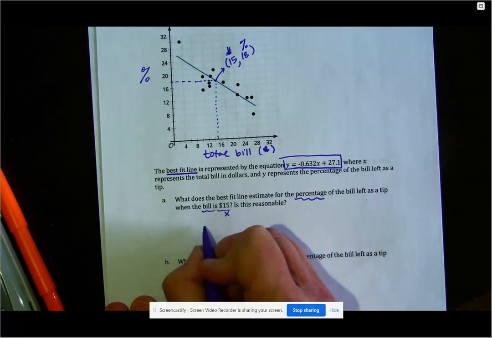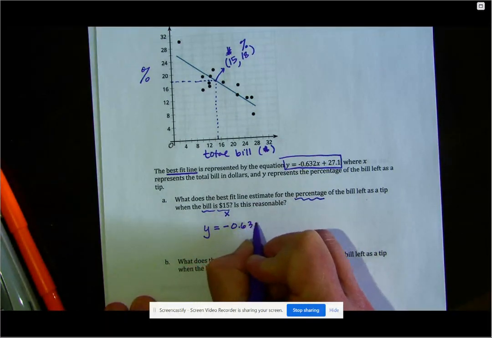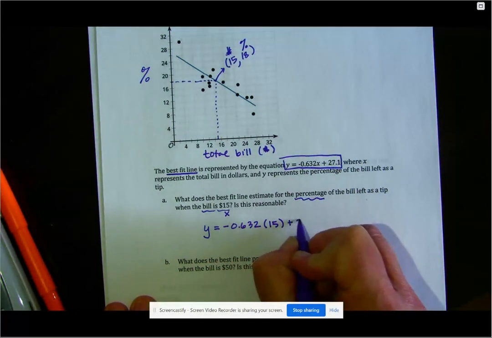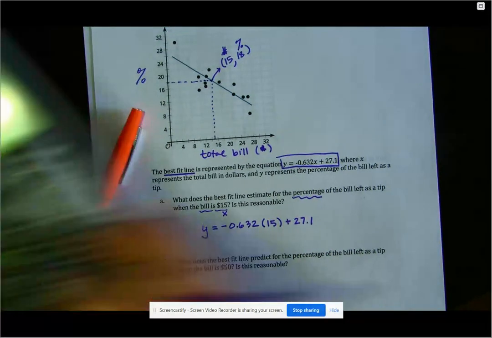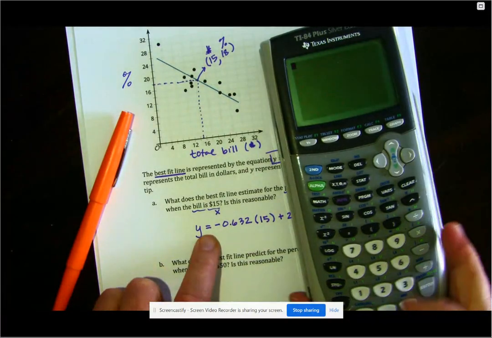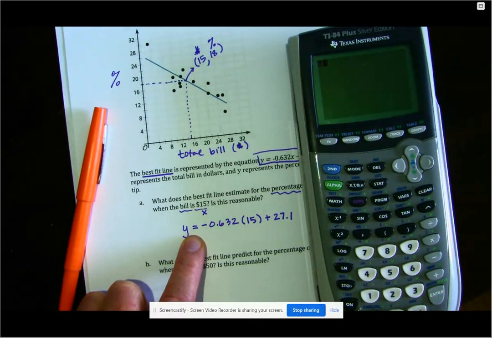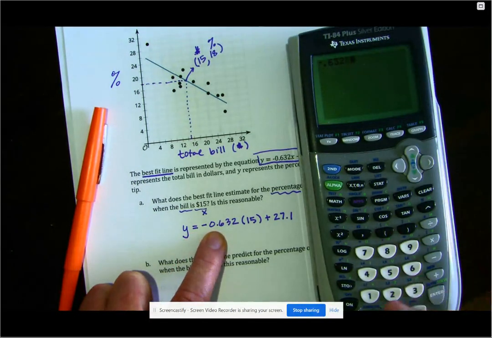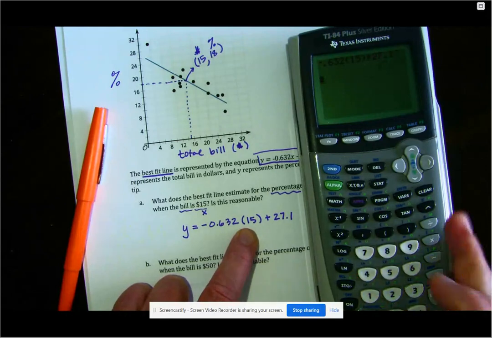So let's use the equation and put 15 in place of X, and then just do a little bit of math. You can use a Desmos calculator or anything. Remember, that's negative. I do not expect you to do that by hand. Negative 0.632 times 15 plus 27.1.